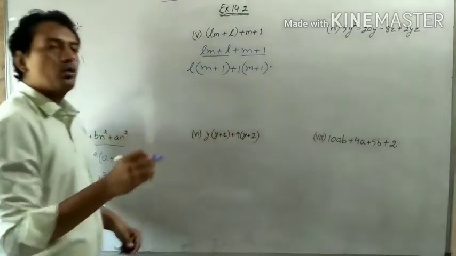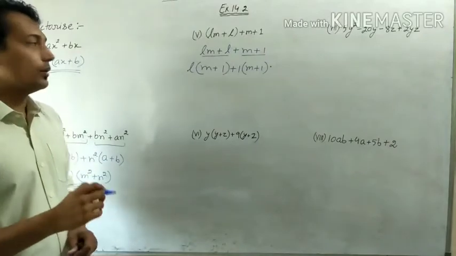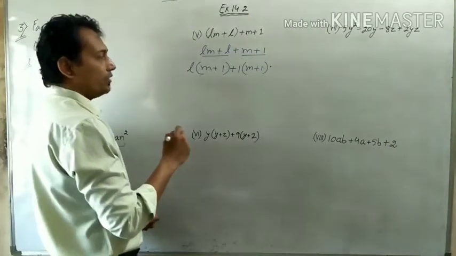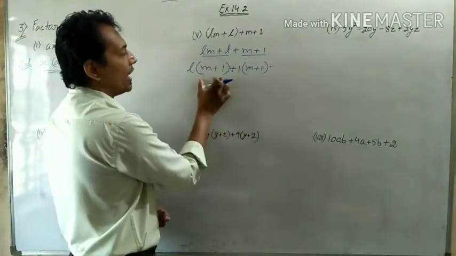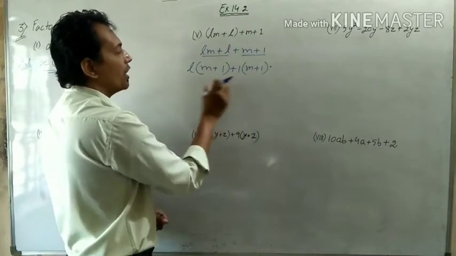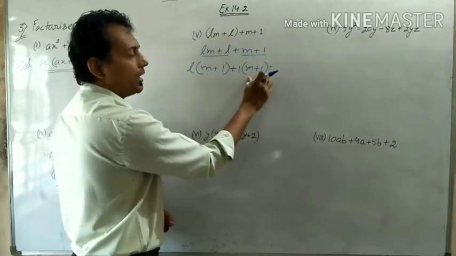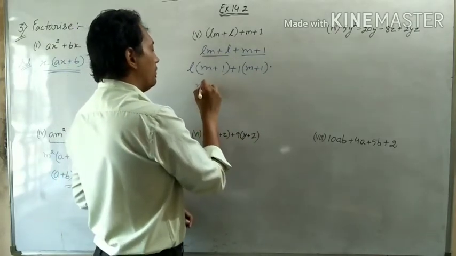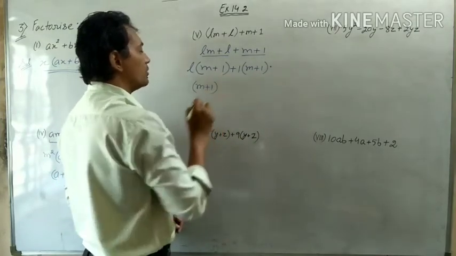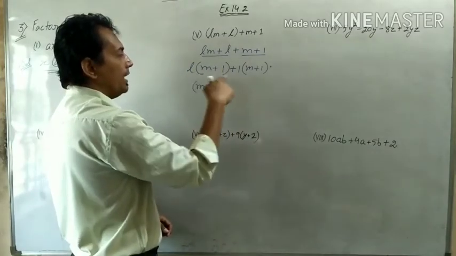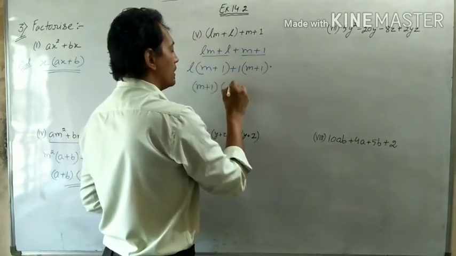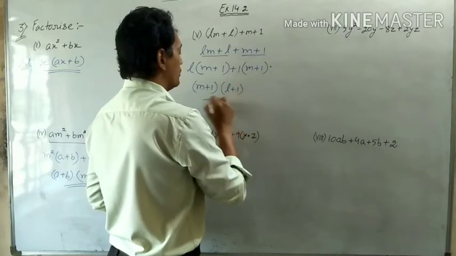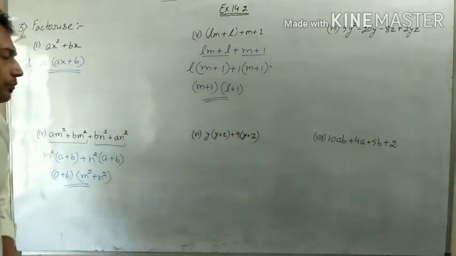Now students, how are you going to identify that you are doing the sum properly and it is correct? You need to check on both the sides, the bracket part should be same. Here you have m plus 1, again you have m plus 1, so you take m plus 1 common, and the rest of the thing, that is l plus 1, you put in bracket, that is l plus 1. So this is your factorization.